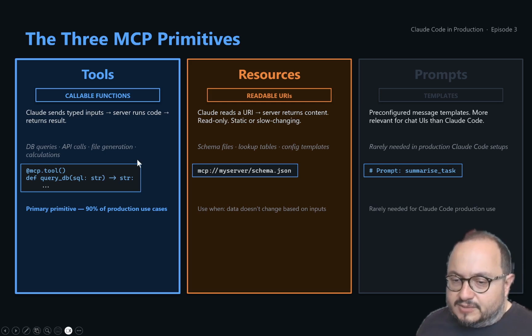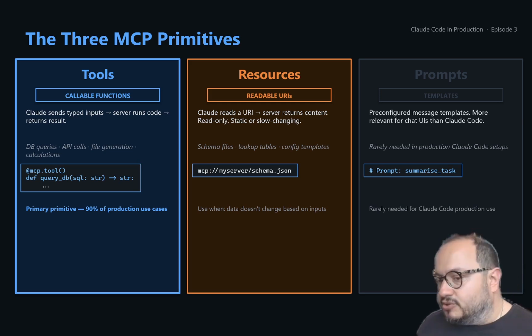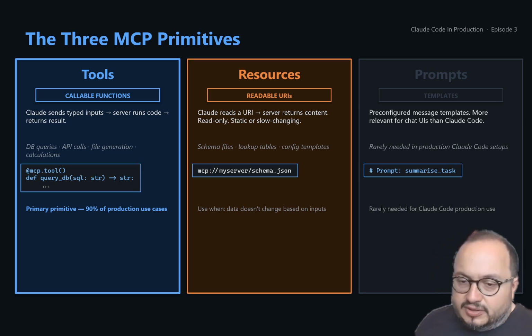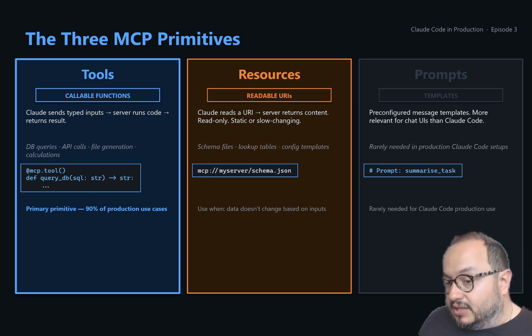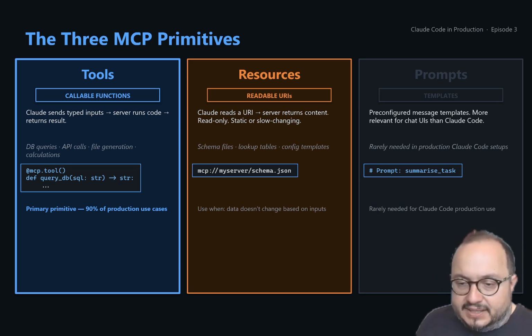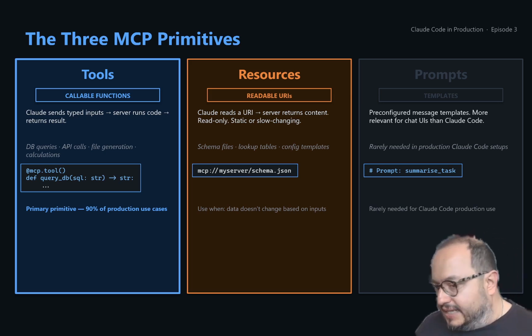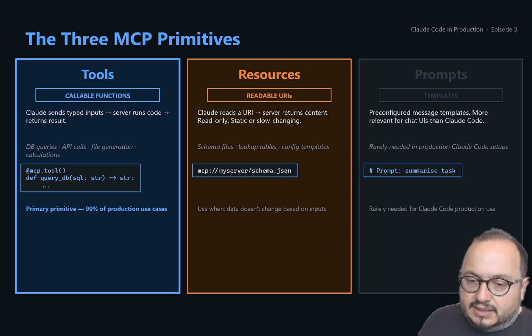The Model Context Protocol defines 3 types of things a server can expose: tools, resources, and prompts. Tools are the primary primitive. A tool is a callable function. Claude decides when to call it, passes typed inputs, and receives a returned value. Tools are the correct primitive for anything that requires computation, for example database queries, API calls, file generation, calculations, and so on. This is what you build in this episode.